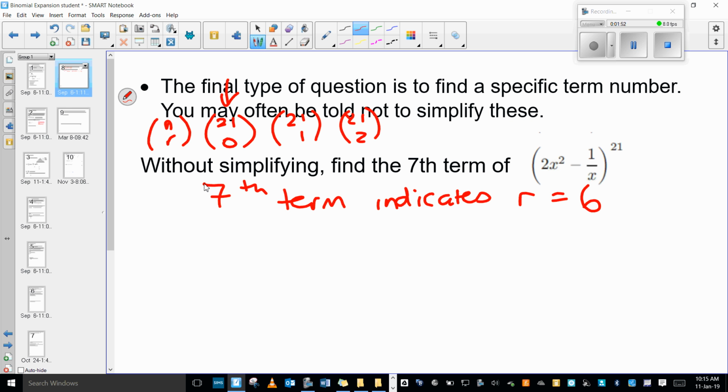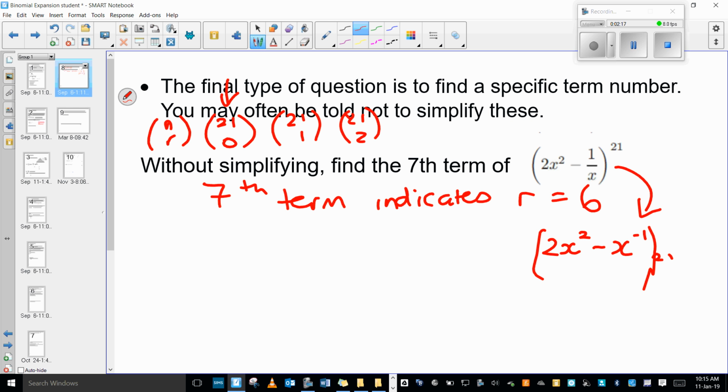Now, this one here has got an x on the bottom. So as we did last lesson, we're going to change that to be a negative power. So this is going to become 2x squared minus, what would I do here? x to the minus 1, lovely job. Okay, that's good.